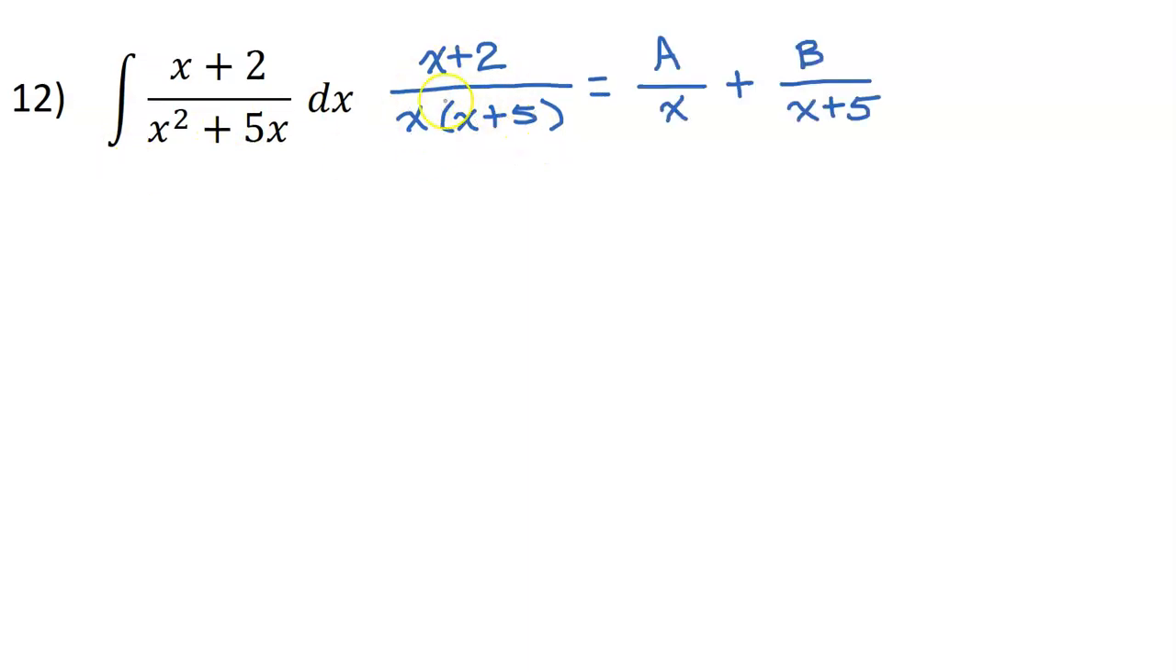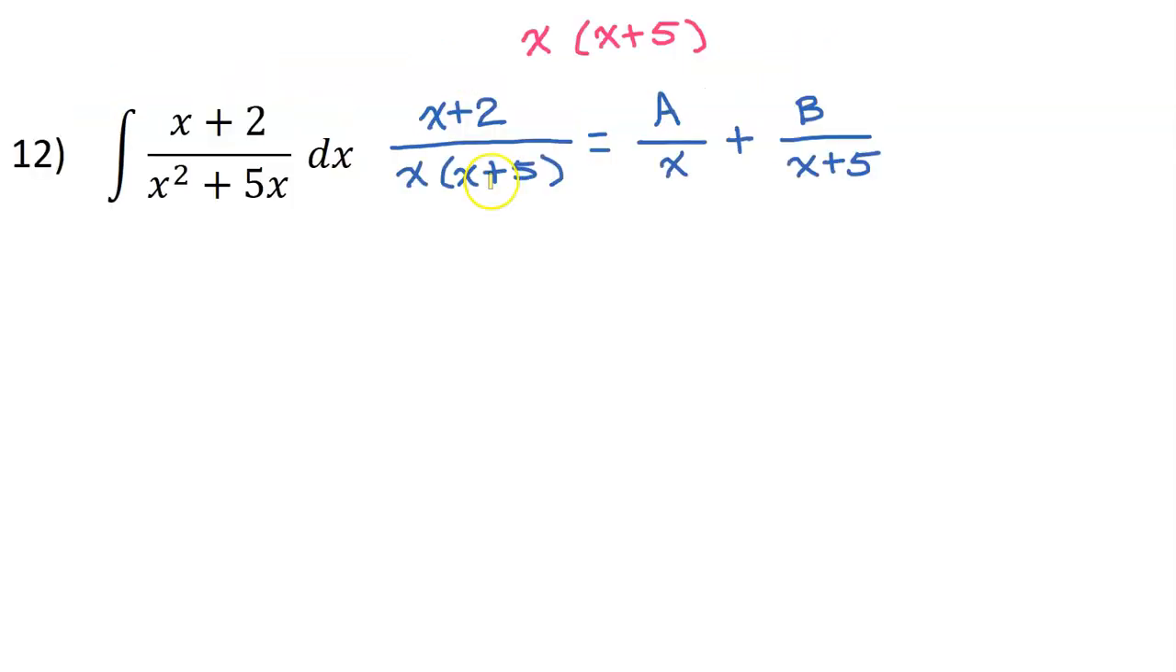We need to rewrite this integrand in the form a over x plus b over x plus 5. We can solve for a and b by multiplying both sides of this equation by the common denominator x times x plus 5. If I multiply the common denominator on the left-hand side, the entire denominator cancels out, and we are left with just x plus 2.